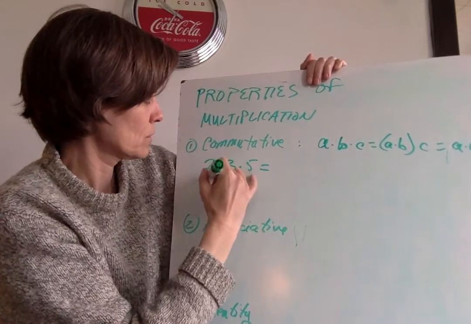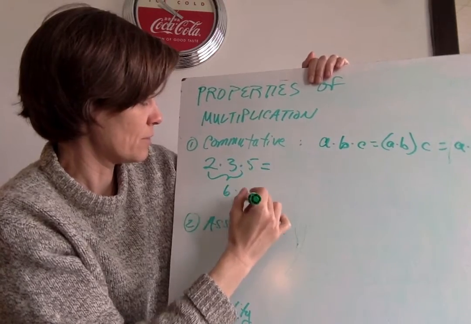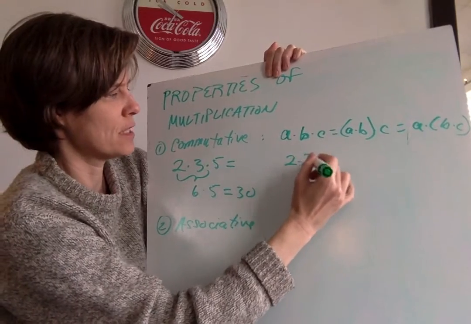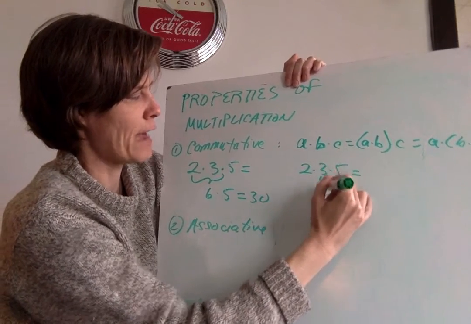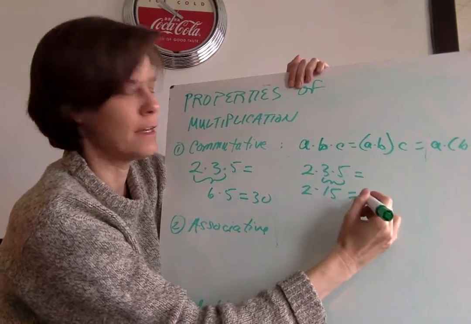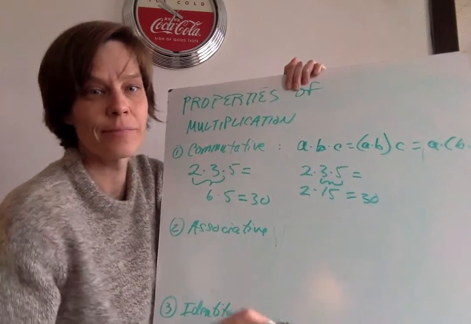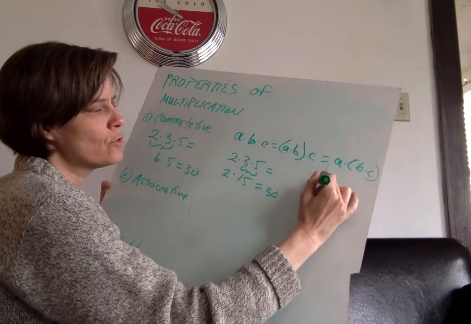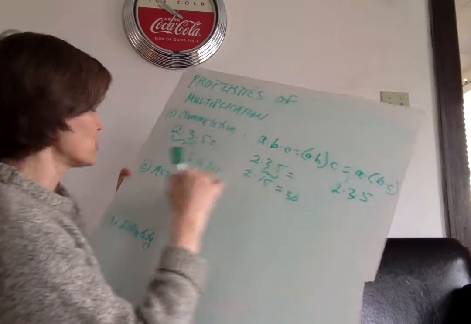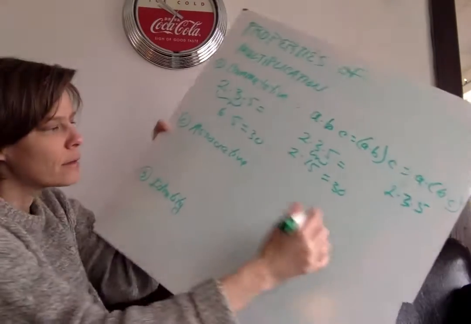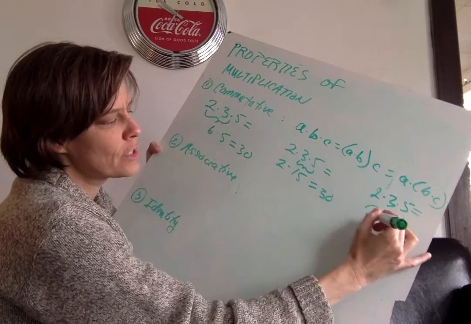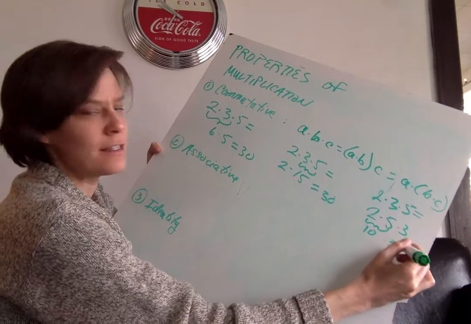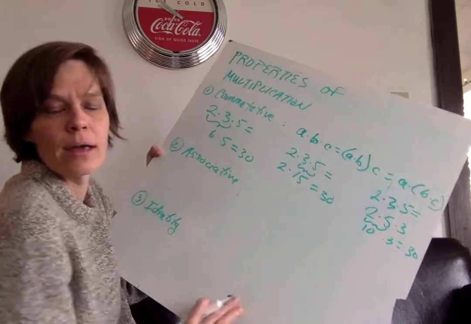So 2 times 3 is 6, times 5 is 30, right? 2 times 3 times 5, 3 times 5 is 15. 2 times 15 is, you betcha, 30. Can do one more way over here. 2 times 3 times 5 can be switched because of the associative property, which we'll get to, 2 times 5 times 3, and 2 times 5 is 10, times 3 is what? 30. Okay, doesn't matter the order.